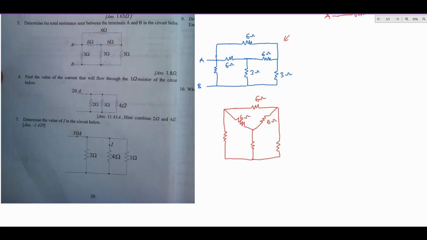We have another 3 ohms here, and then this should be terminal A, and then this should be terminal B. So I've transformed the circuit. We have 3 ohms here, we have 3 ohms here, and then we have 3 ohms here. So now this is the circuit.